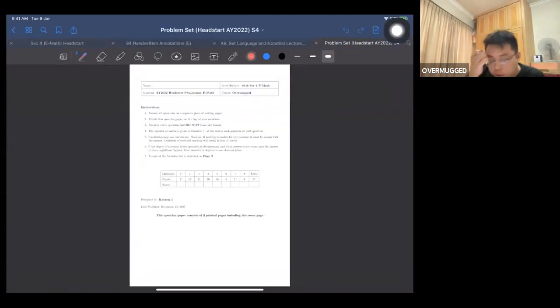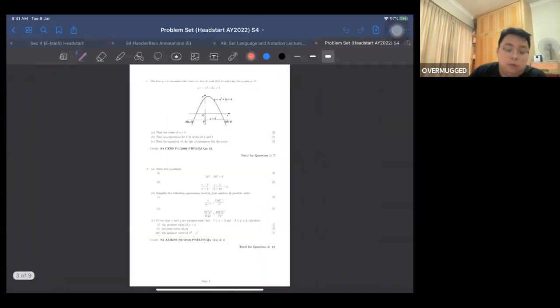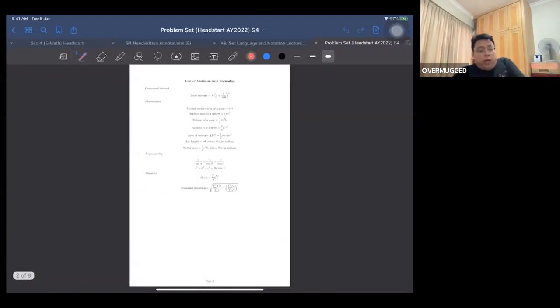Okay, so this is my problem set. My homeworks are all designed in the exact same way, with a cover page, then the next page is the formula list, and then the questions follow. This particular problem set, the head start one, is actually my next year Sec 4 first lesson. This is the homework. So you can see the level that I am going at.